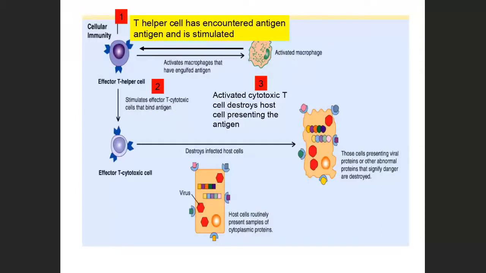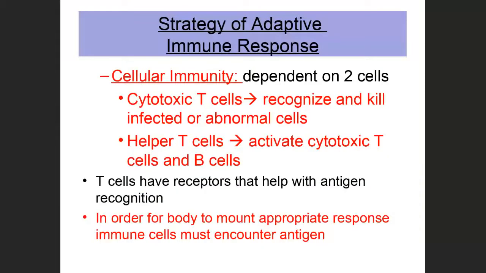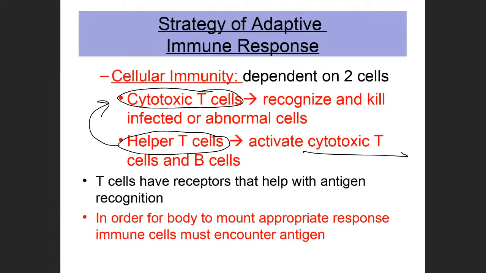Cellular immunity depends on T cells, especially the T cells known as cytotoxic T cells. These are the ones that are going to recognize and kill abnormal cells. Cytotoxic T cells, however, just like the B cells in humoral immunity, depend on T helper cells to activate them. So T helper cells activate cytotoxic T cells and B cells.